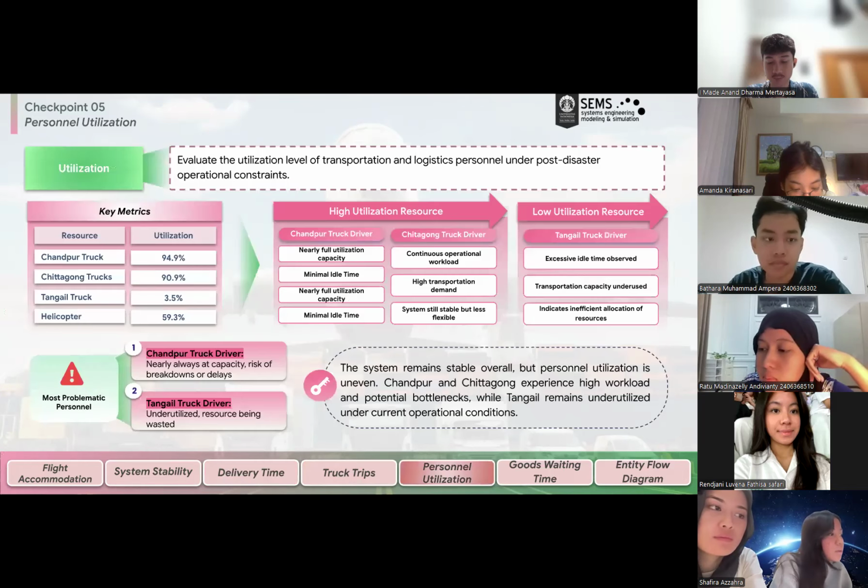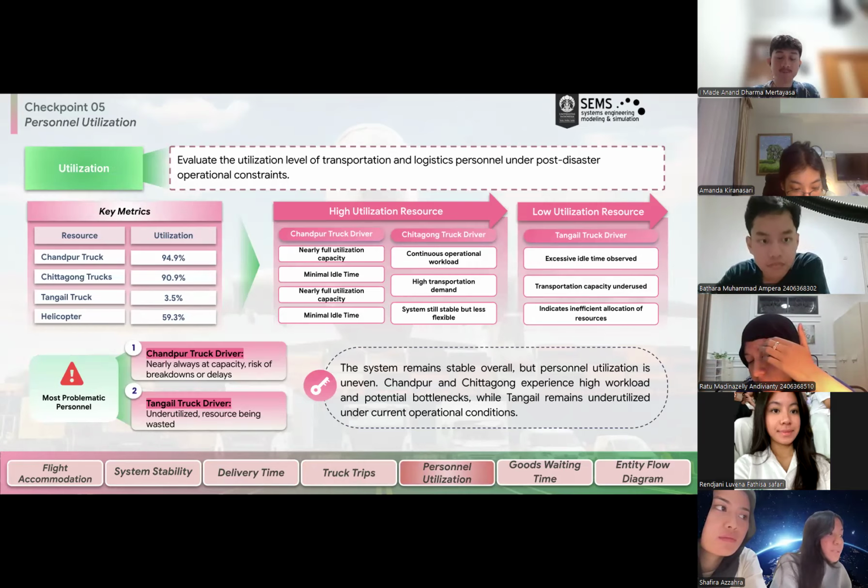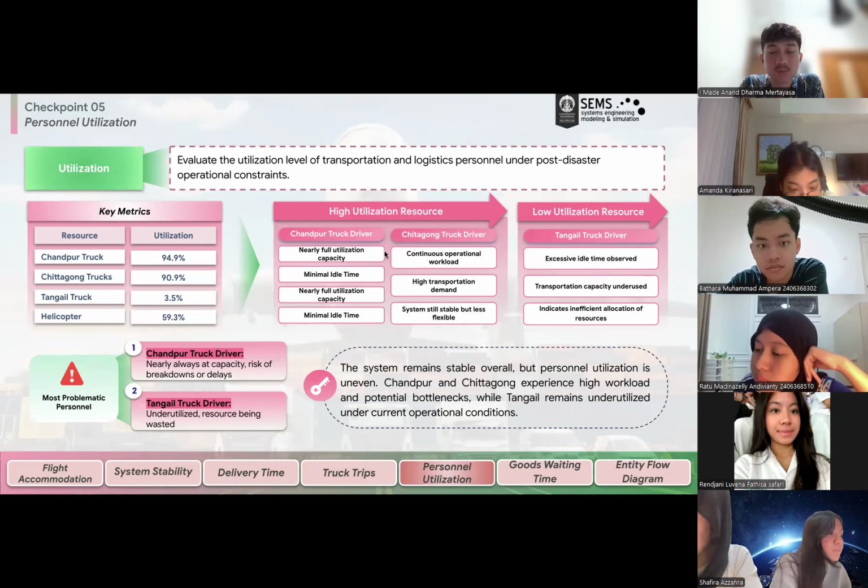Resource utilization is uneven across regions. Chandpur and Chittagong operate close to full capacity, indicating potential bottlenecks, while Tangail is significantly underutilized. This suggests the resource allocation can be improved.